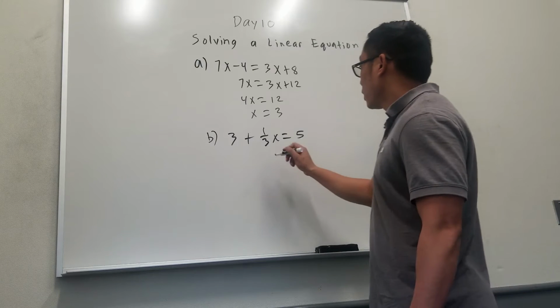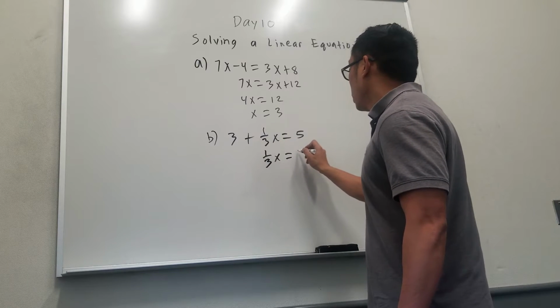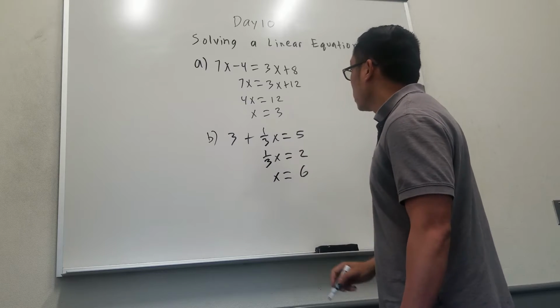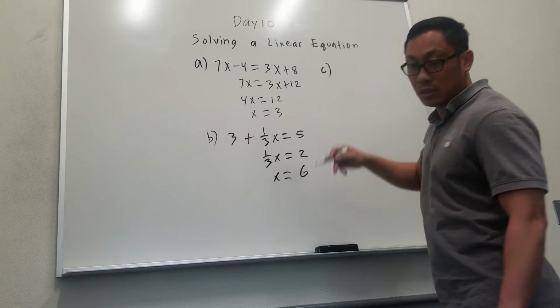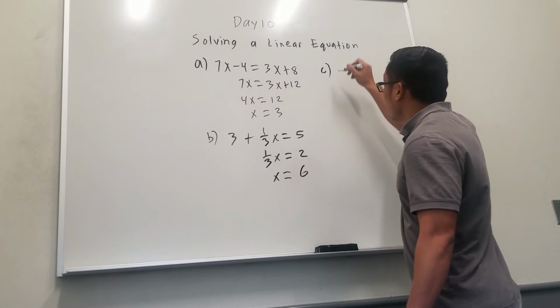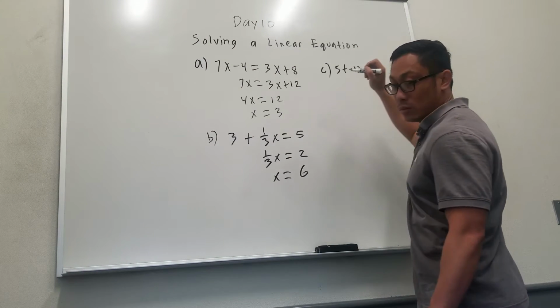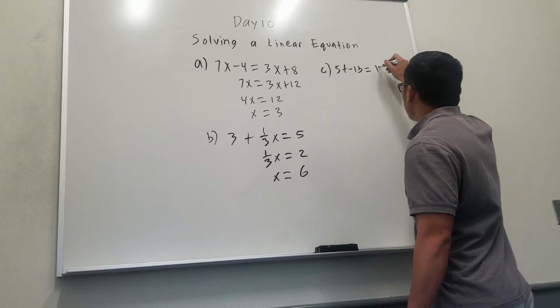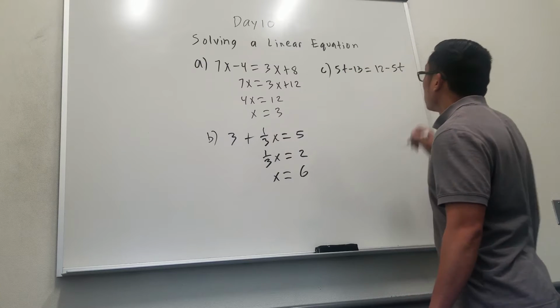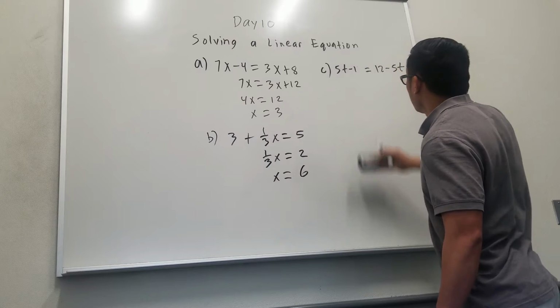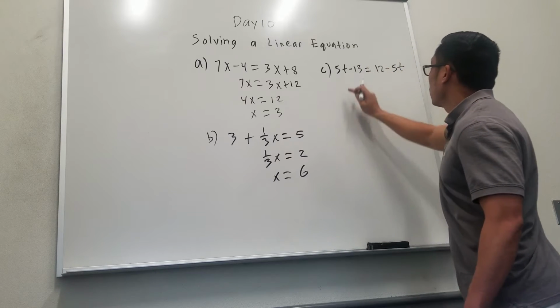So what I do is subtract 3. I get 2. And then multiply by 3 here. I get 6, and that's it. C. 5t minus 13 is equal to 12 minus 5t. So that's 13 right there. You can't tell. Try it out.